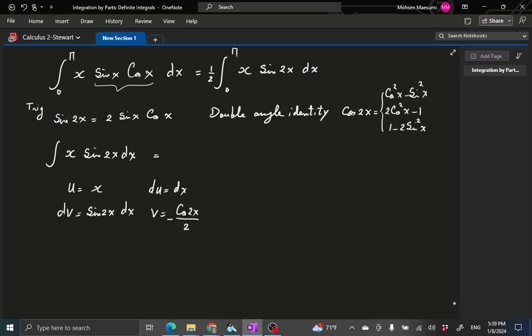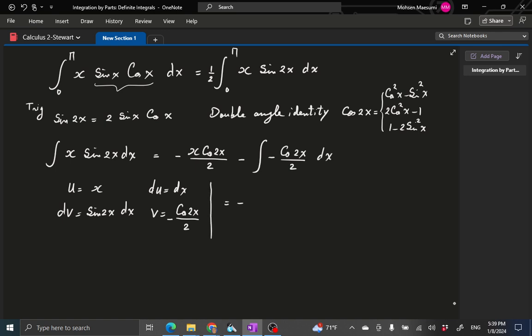So x times that is going to be minus x cosine of 2x over 2. Notice I put the minus up front, otherwise it's going to look like you're subtracting things. You're multiplying them. One of them is negative, so you bring the constants up front. Minus x cosine of 2x over 2, and then minus v du. v du is minus cosine of 2x over 2 dx.